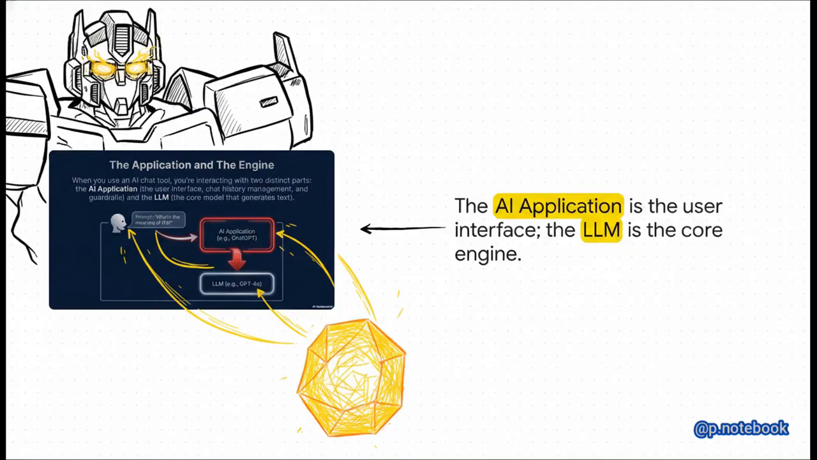So, you've got the application. That's the user interface, the part you actually see and type into. But then behind that, you have the large language model, or LLM. That's the super powerful engine doing the actual thinking. For our tour today, let's think of the application as the powerful Autobot and the LLM as the spark of intelligence that brings it to life.